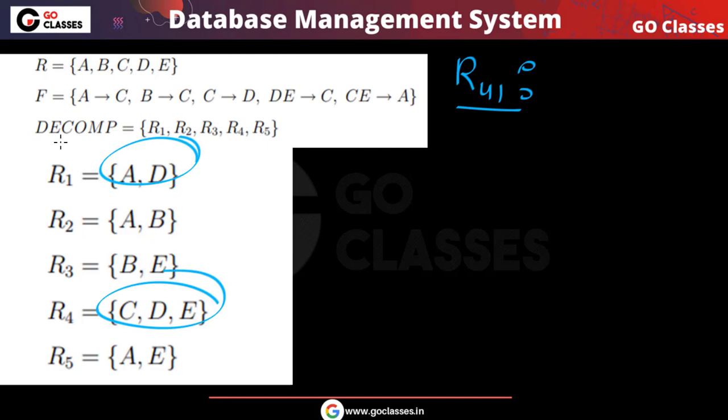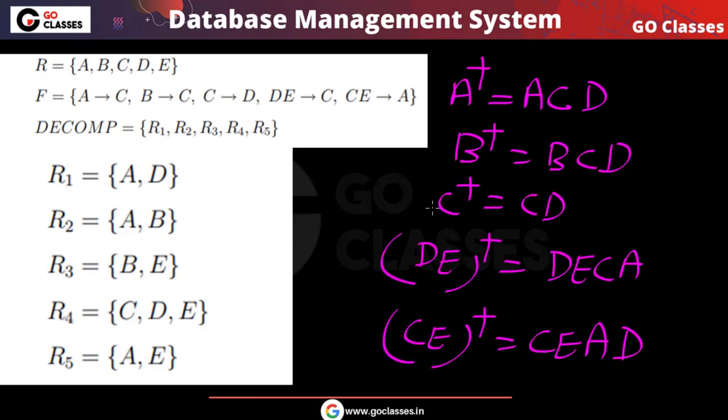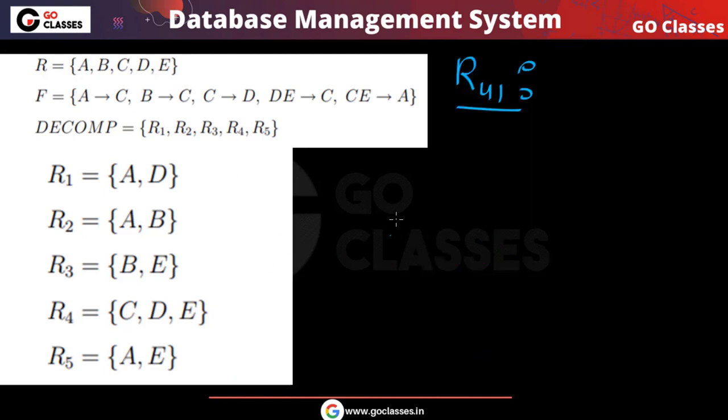In this and in this, you can notice the common set of attributes is D. D can only determine D, nothing else. So the common set of attributes in this relation and in this relation is D, and D is not a super key in both of them. So this is not possible. We cannot combine R1 comma R4 in a lossless manner, correct?